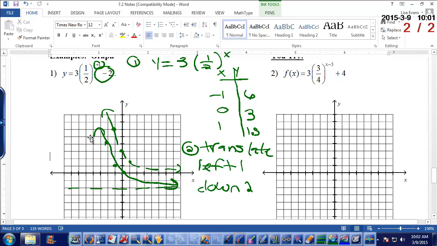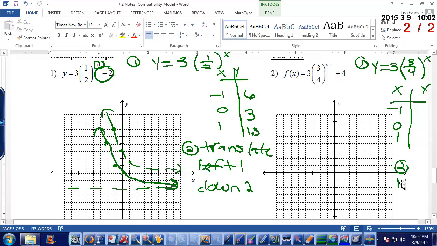Not so bad, right? Okay, I want you to do the same thing over here. Step one, you're going to graph y equals 3 times (3/4) to the x. You're going to go ahead and pick values. On this one, when I did it, I did -1, 0, and 1, and then you're going to translate it. When you translate it, let's take a look at it together. This is a -5, so it's going to go right 5. It's always the opposite of the h. And it's a +4, so it's going to go up 4. So once you sketch your graph, every point that you plot, you're going to go right 5, up 4.